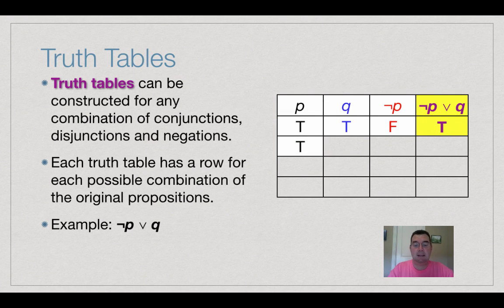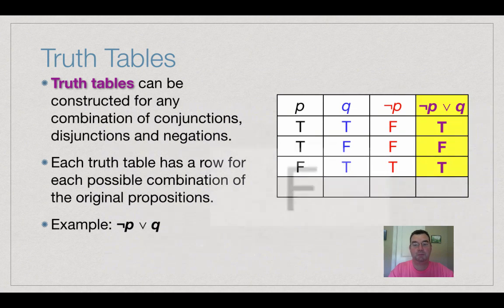Okay. Second possibility is when P is true and Q is false. So that would make not P false. So I have a false or a false, and that is false. The third possibility is when P is false and Q is true. So if that's the case, then not P is true. So I now have true or true.